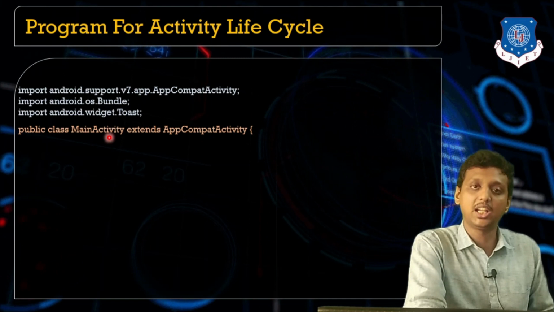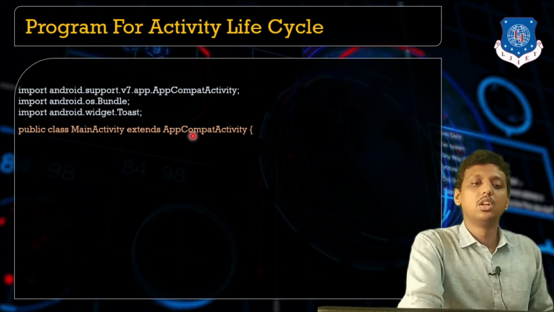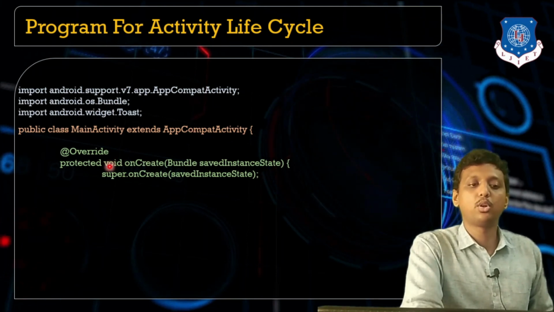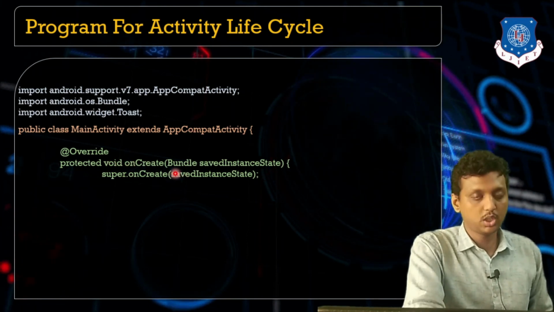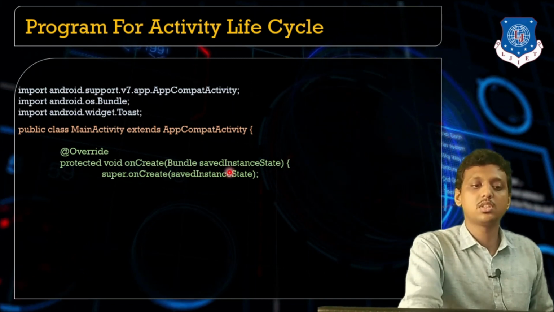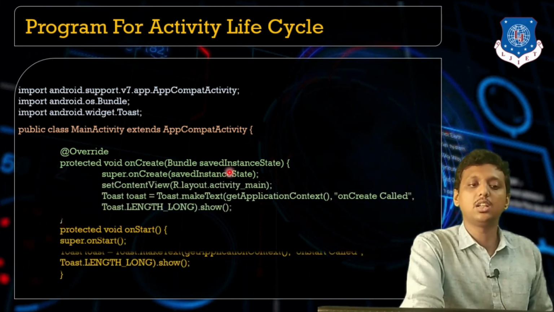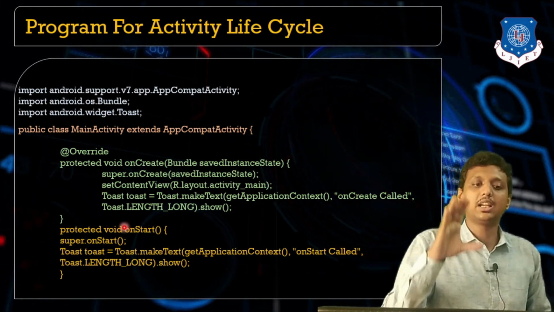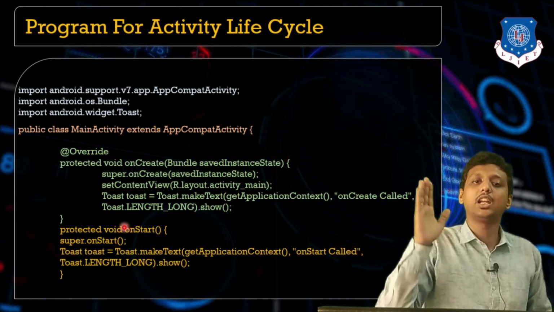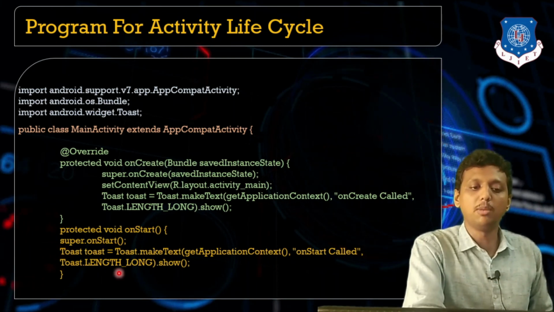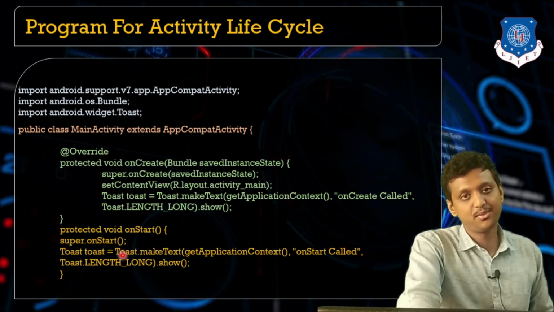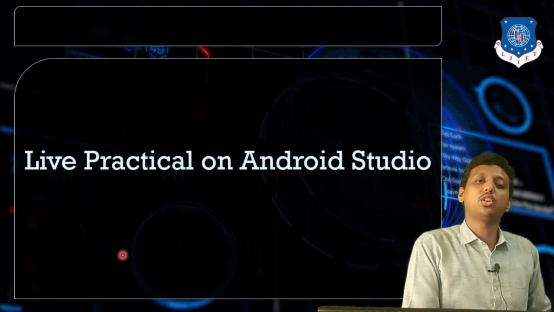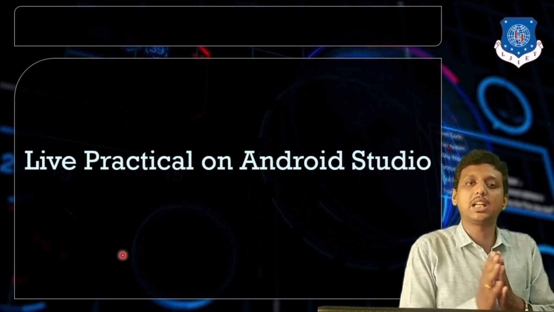AppCompatActivity is our parent class extended by MainActivity. Now inside it we already have one method created, known as protected void onCreate. Inside it you just need to write this particular code, setContentView, and the other methods of this activity class should be written over there. onStart, onResume, onPause, all methods should be written over here. Fine. So this is all about the theory part of the activity life cycle.